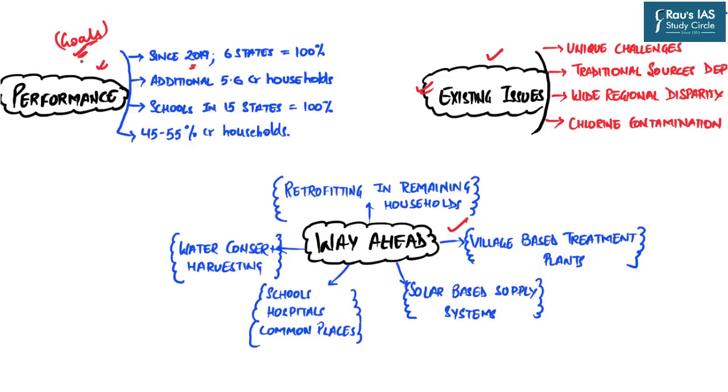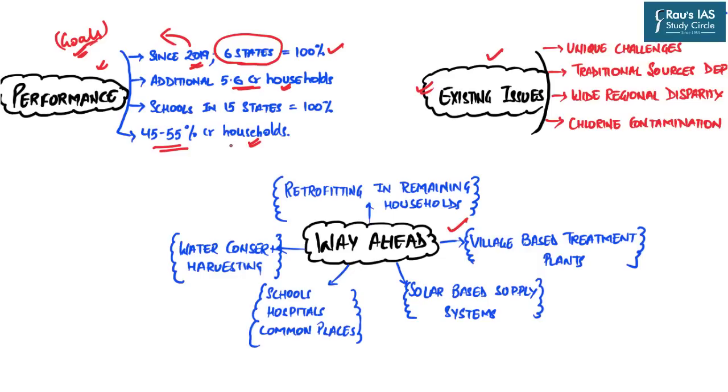As far as the goals or the positive aspect of this particular scheme is concerned, the data suggests that since 2019, around 6 states in India have achieved 100% of piped water supply to all the rural households. Further, since this scheme has started, around 5.6 crores of households have got the piped water supply in addition to the existing base which was there before 2019. Similarly, as far as the percentage of household population is concerned, around 45 to 55% of the households in rural areas now have the drinking water supply.